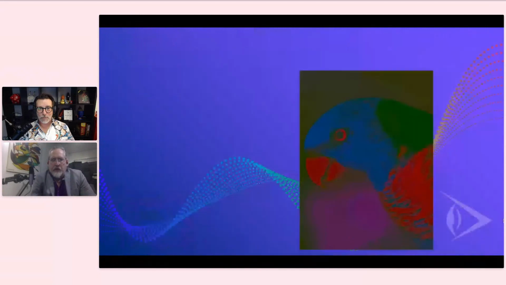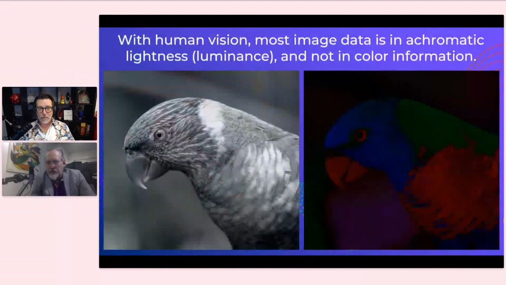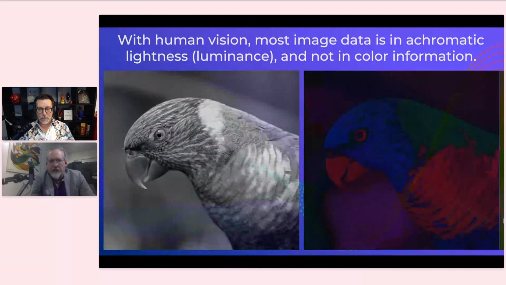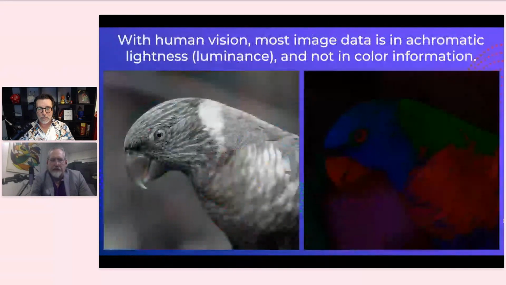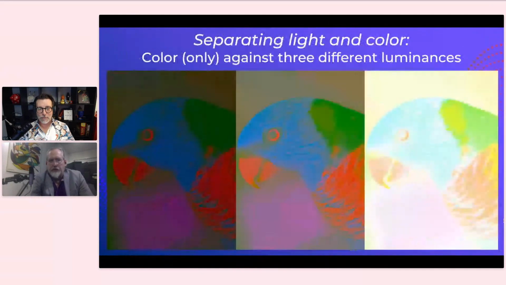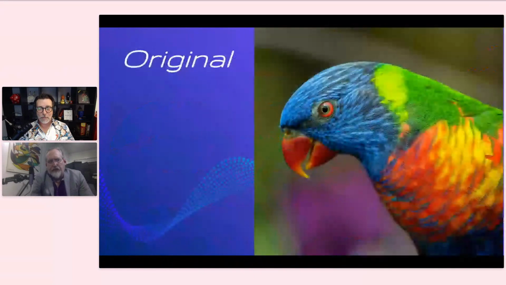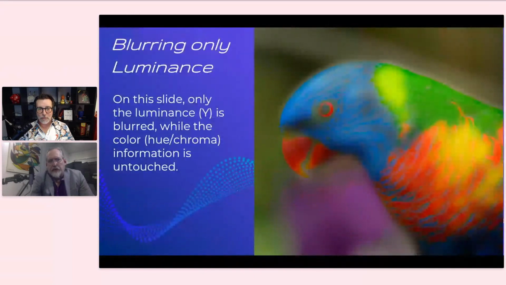So on the right here is just the color information without the luminance. On the left is just the luminance. So there's the original. Now, if we just blur the luminance only without blurring the color, that's what we get.